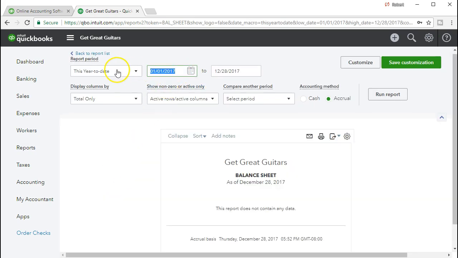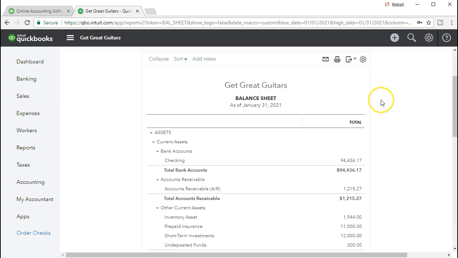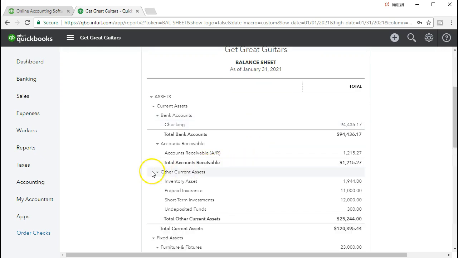Then we're going to change the date range to the month we are working in, 01/01/21 to 01/31/21, January 1st, 2021 to January 31st, 2021. We'll then run that report. Here's what we have.